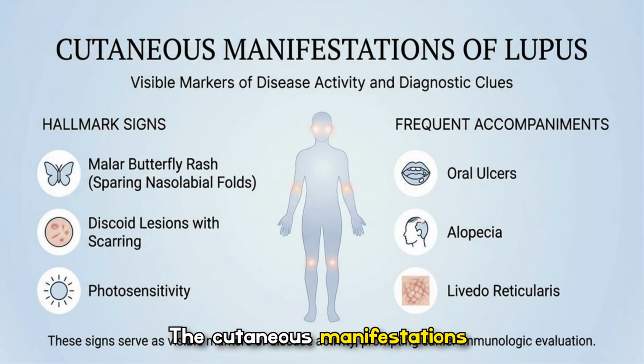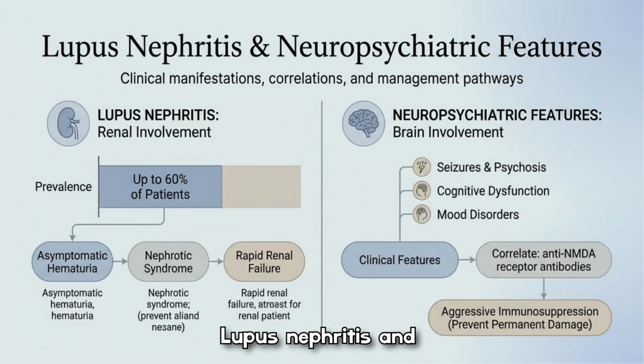The cutaneous manifestations slide highlights visible clues that often prompt further testing. Classic signs like the malar butterfly rash that spares the nasolabial folds, discoid scarring lesions, and photosensitivity are shown alongside frequent accompaniments such as oral ulcers, alopecia, and livedo reticularis, all of which serve as practical markers of underlying disease activity. Lupus nephritis and neuropsychiatric features represent two high-impact clinical domains.